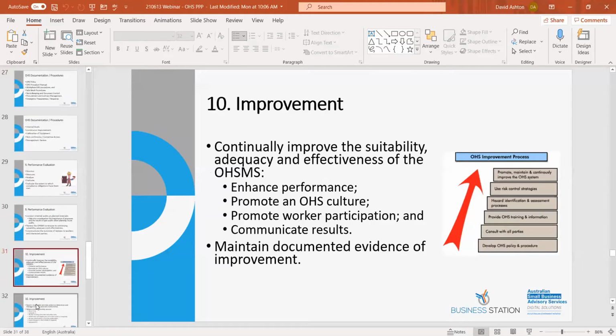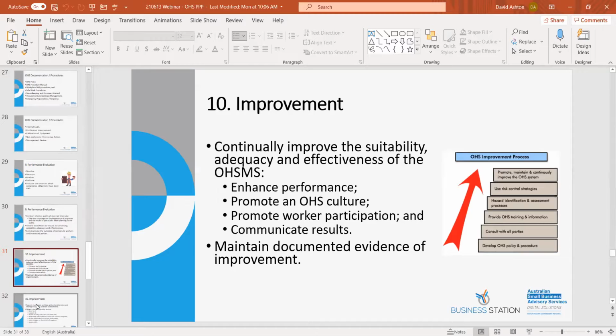Continuous improvement. An important element of it is that, as your organisation grows and changes, you need to improve the system to meet the organisation's needs at any given point in time. So that means enhancing performance, promoting an OHS culture, promoting worker participation and consultation, and communicating the results. Improvement is a big feature of the standard.